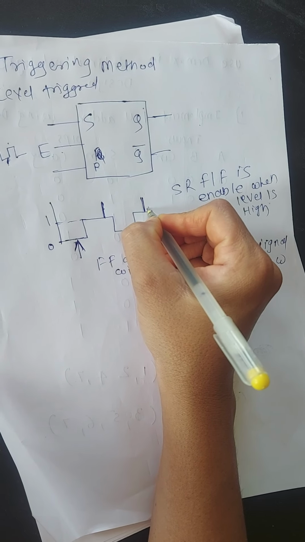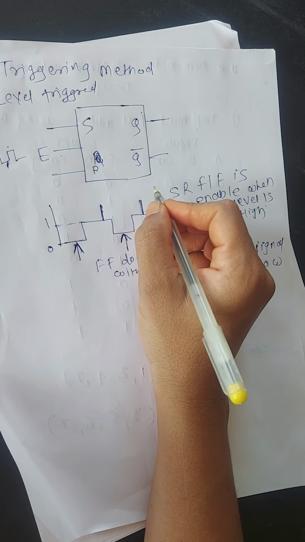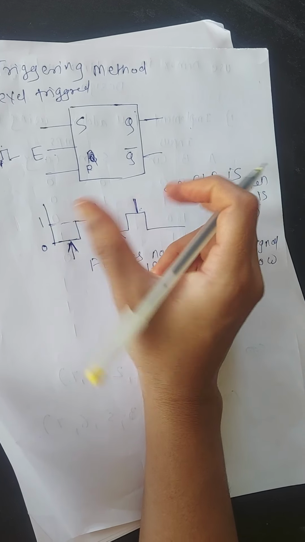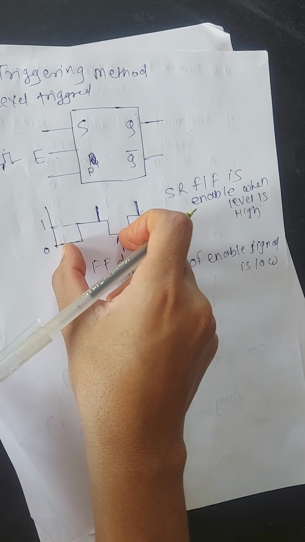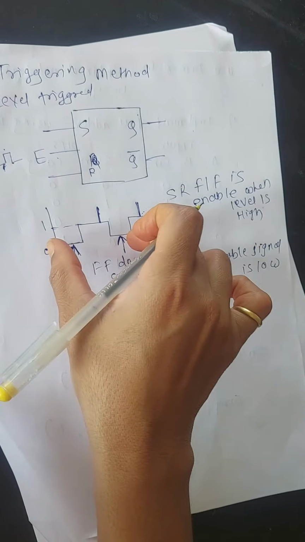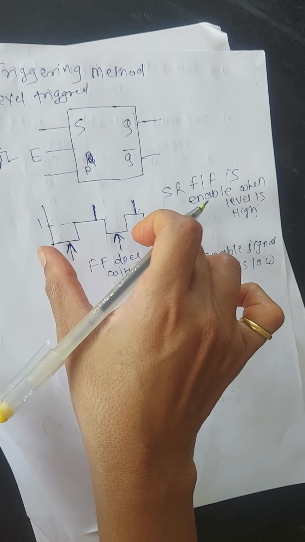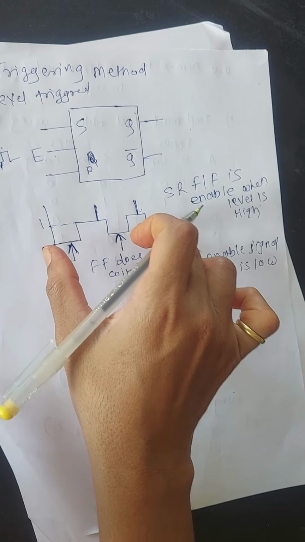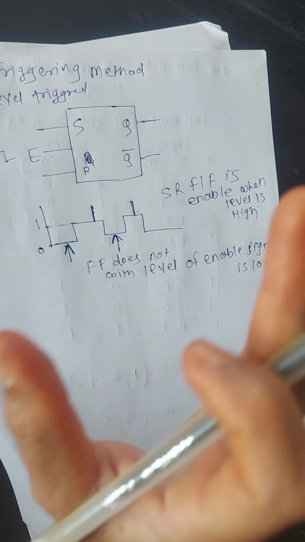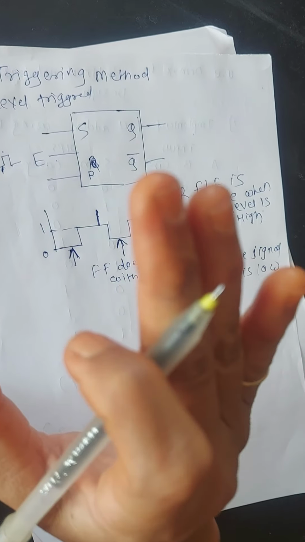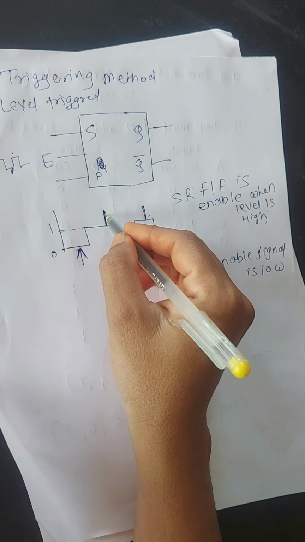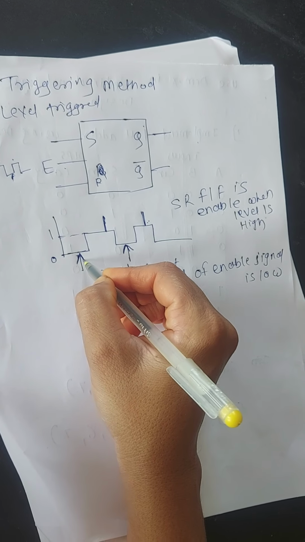The output of the flip-flop responds to input change only when the clock input is low. When the clock input is low, that is the low level of the clock, and the flip-flop output will change. That triggering method is called negative level triggered. Triggering methods are two: level triggered and edge triggered. And in level trigger there are two types, positive level triggered and negative level triggered.